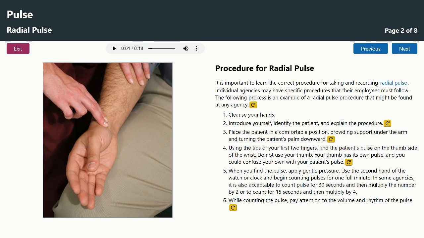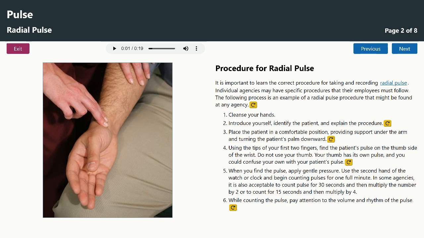So when you find a pulse, you're gonna apply gentle pressure. You're gonna use the second hand of the watch or clock and begin counting pulses for 1 full minute. So every time you feel a beat, that is 1. So you're gonna count for 1 full minute. I know y'all don't have, like, if you got a watch with a second hand on it, you can use that, or you can use the timer on your phone. So for 1 minute, you're gonna count. Once you're done, that number is gonna be what the pulse is. Okay.